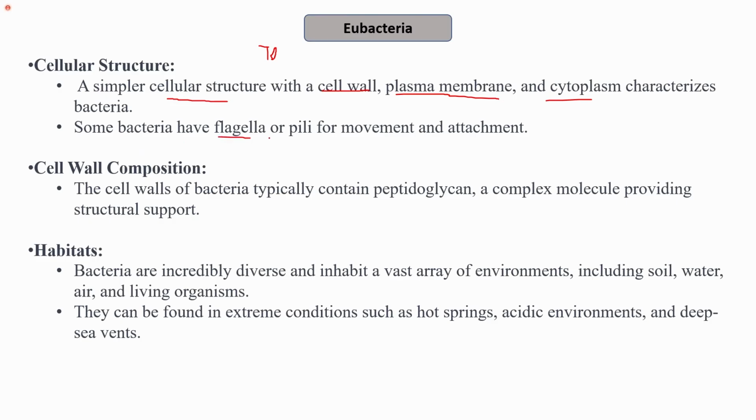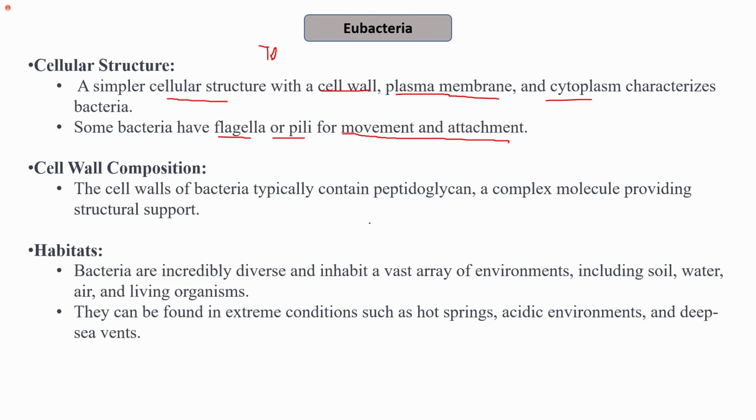Some bacteria have flagella or villi for the movement and attachment. As I mentioned, the flagella and villi are the appendages that are present in the bacterial cell or in the prokaryotic cells that help in the movement and attachment. So villi, or fimbriae, help in attachment, and flagella help in the movement of the bacteria.